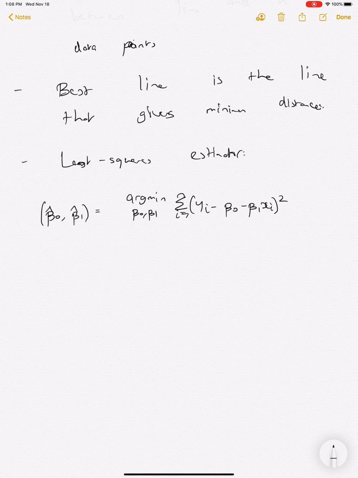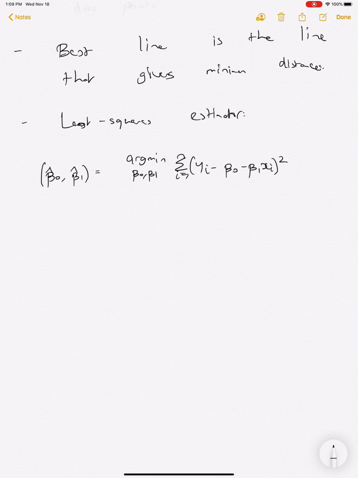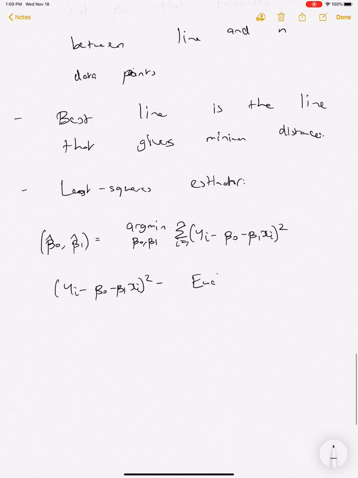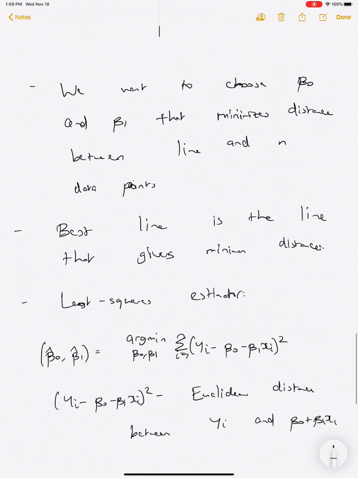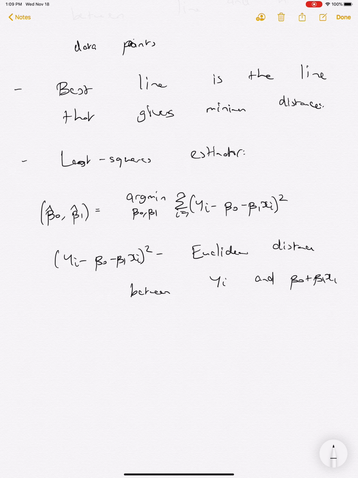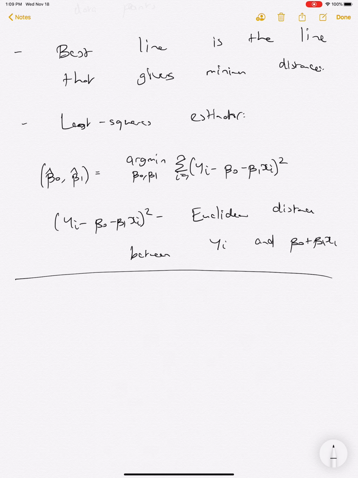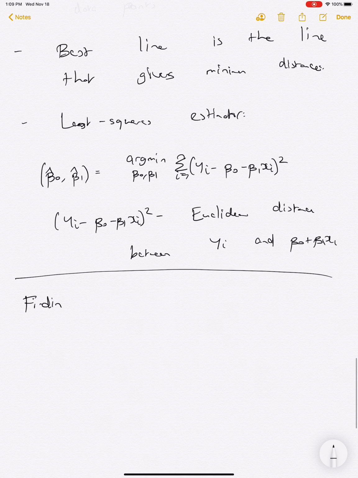So we're adding up all of the, so what this is, yi minus beta 0 minus beta 1 xi squared. That's the Euclidean distance between yi and beta 0 plus beta 1 xi. So that's essentially what we're doing. We're going to choose the beta 0 and beta 1 such that this distance is as small as possible. Okay, and so finding beta 0 and beta 1.